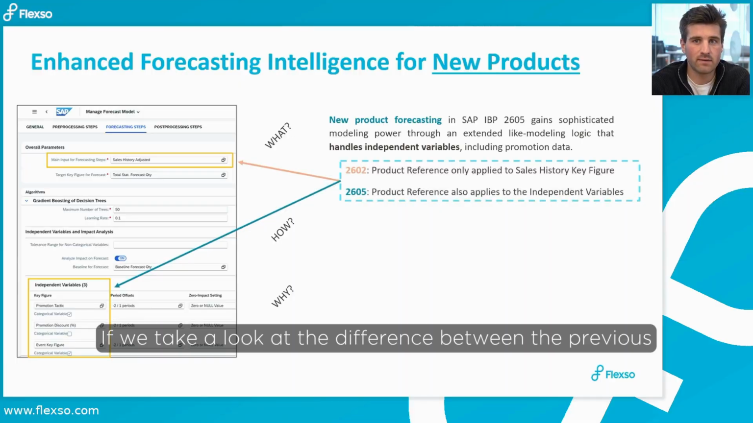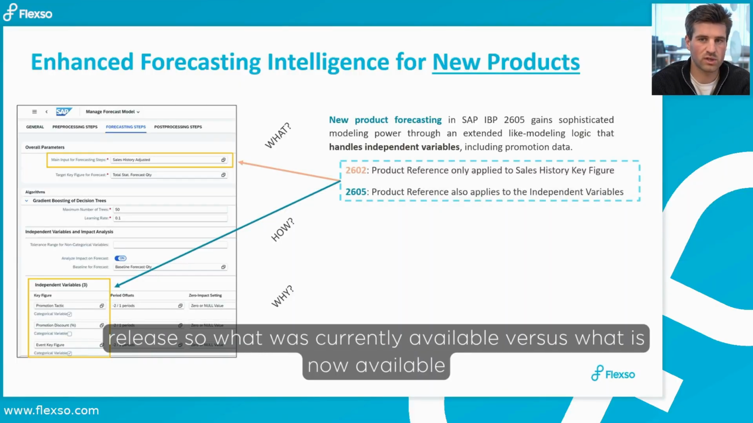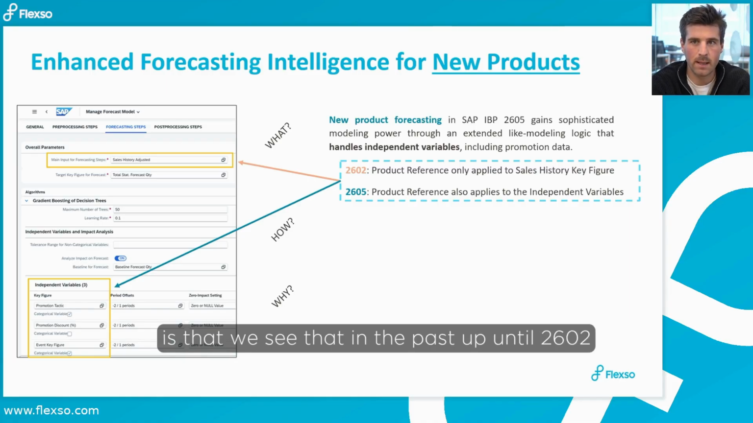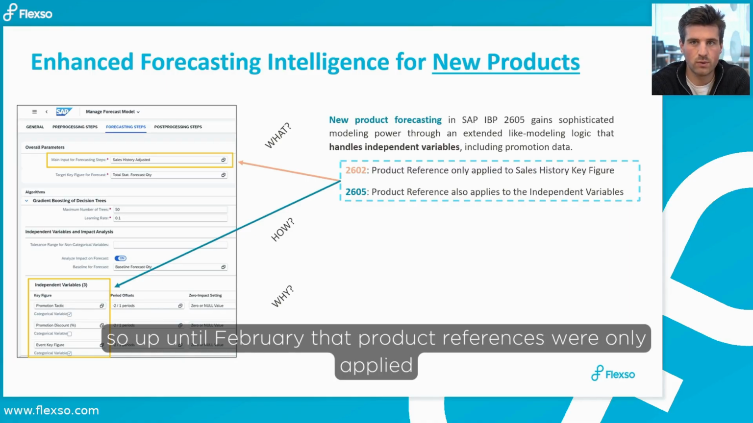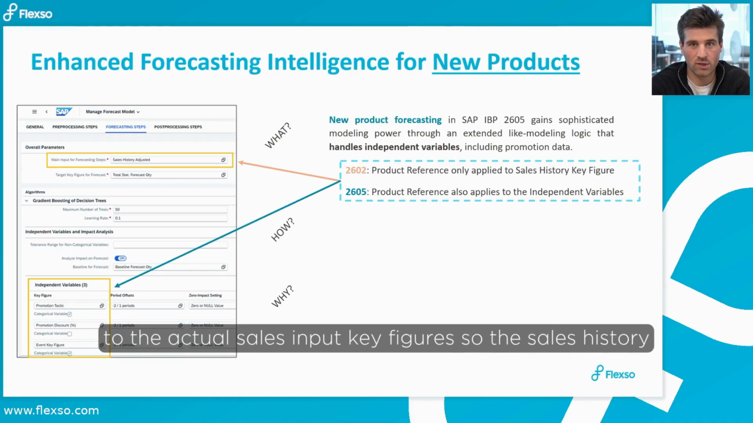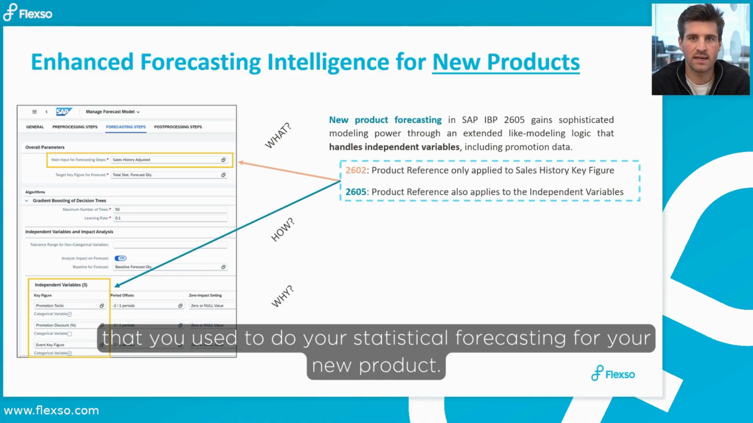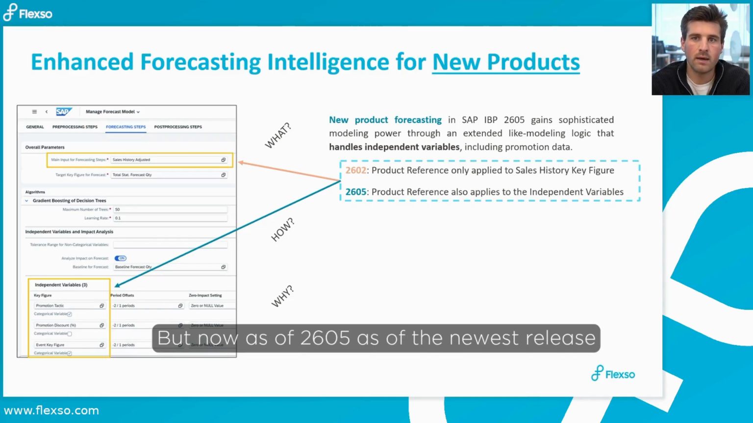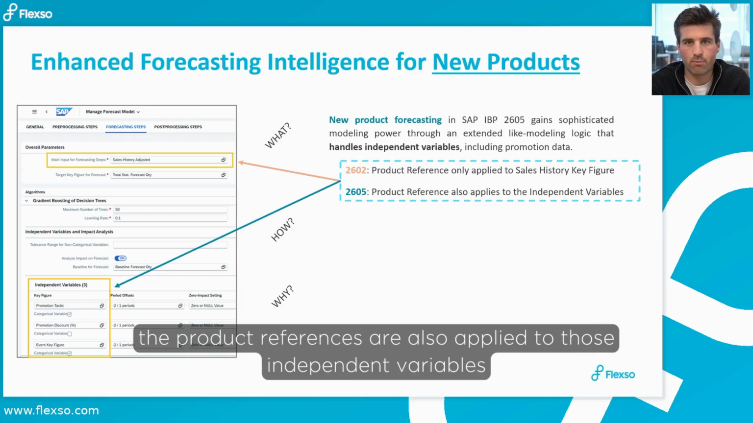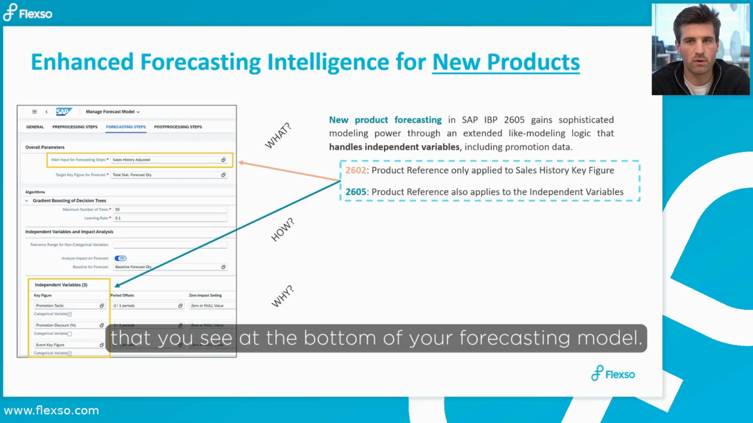If we take a look at the difference between the previous release, so what was currently available, versus what is now available, we see that in the past, up until 2602, so up until February, product references were only applied to the actual sales input key figure, so the sales history that you used to do your statistical forecasting for your new product. But now, as of 2605, so as of the newest release, the product references are also applied to those independent variables that you see at the bottom of your forecasting model.